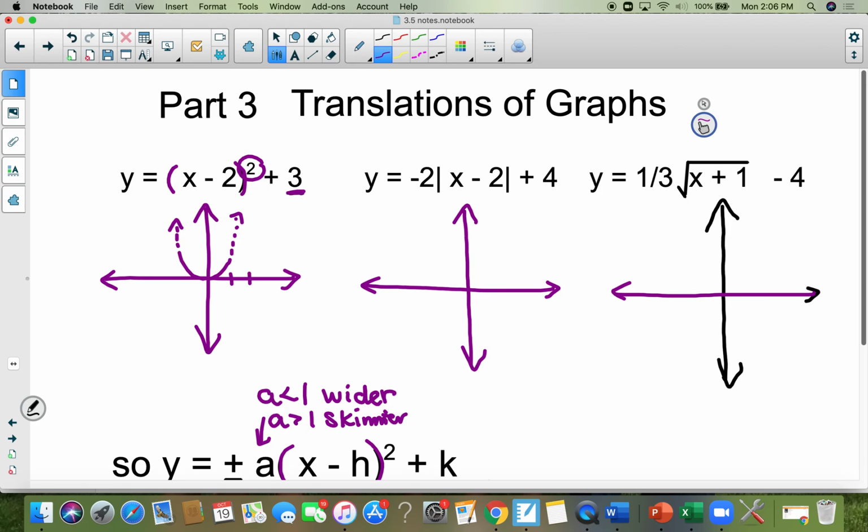The 3 is outside, it moves it up 3. And then you make yourself your parabola. This is a very fast way of graphing using translations.